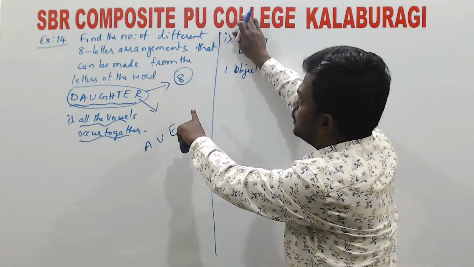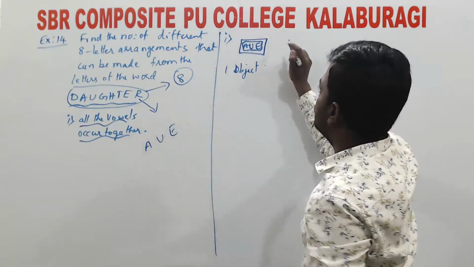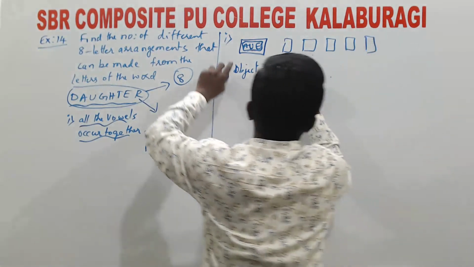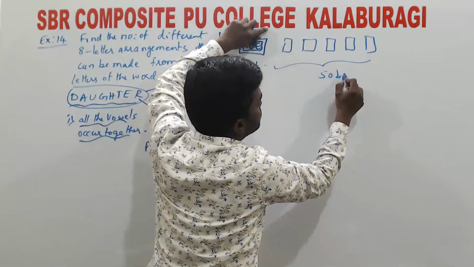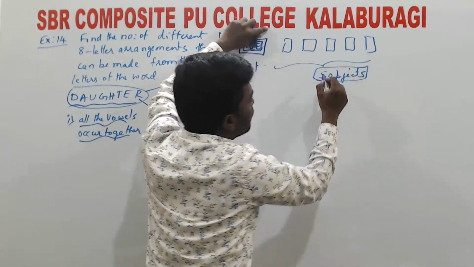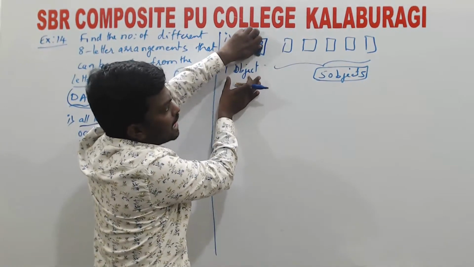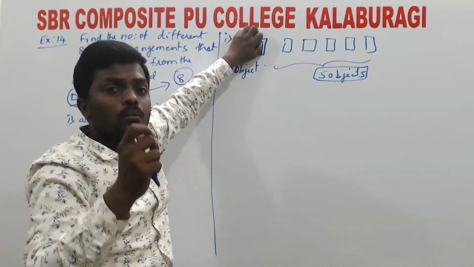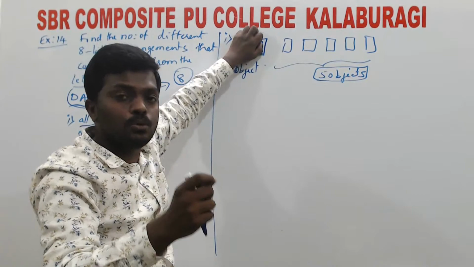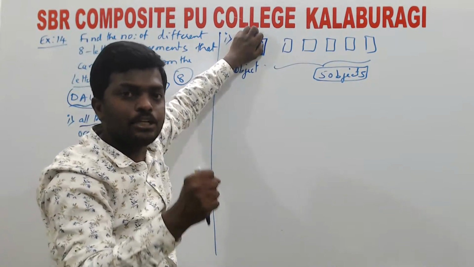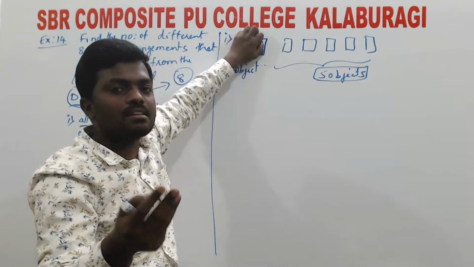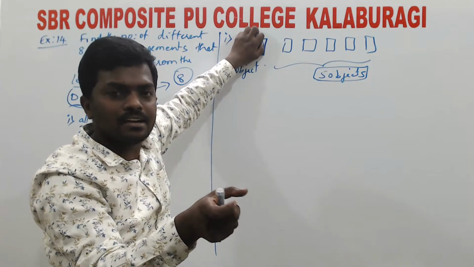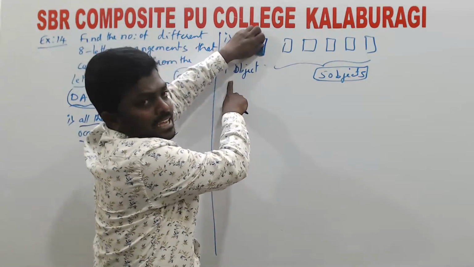So out of 8, 3 are used here. Still how many are left? 5. So these are nothing but 5 objects, right? And this is one single object. For the time being, we are considering it like that, in one object only. Why? Because they are saying vowels should be together, so make them sit together. Or else you can also think A, U, E are friends, so friends will always be together on one bench. So this is acting as one object.